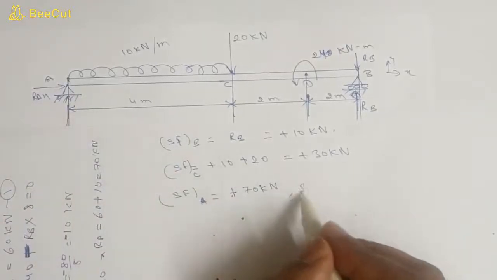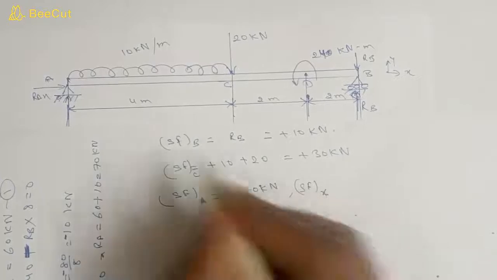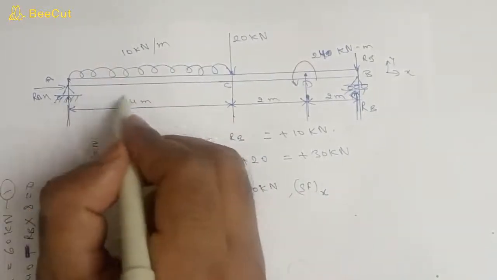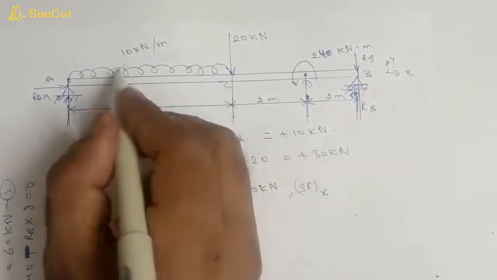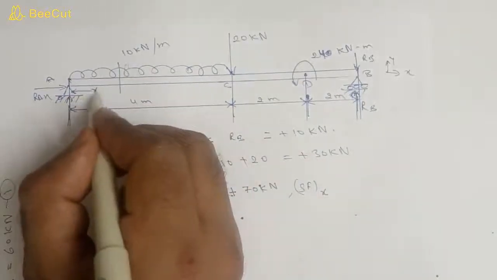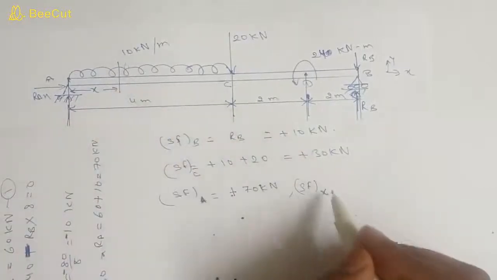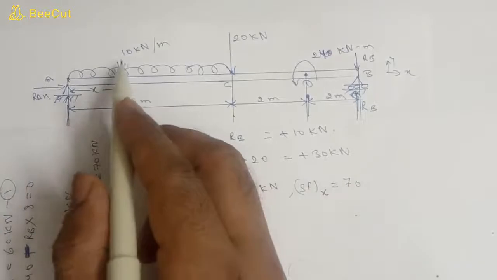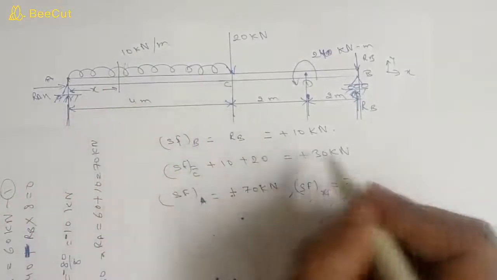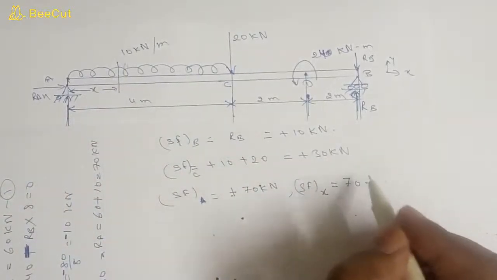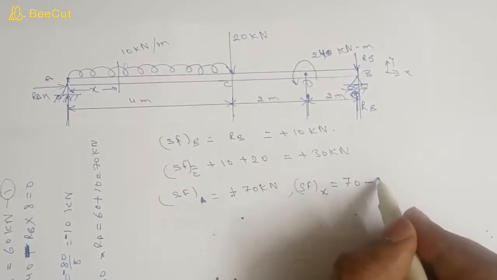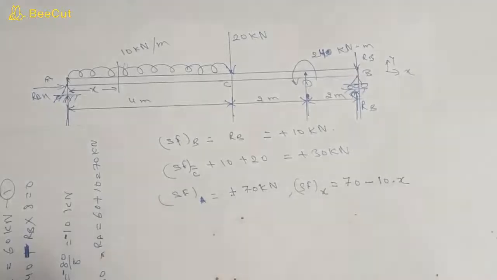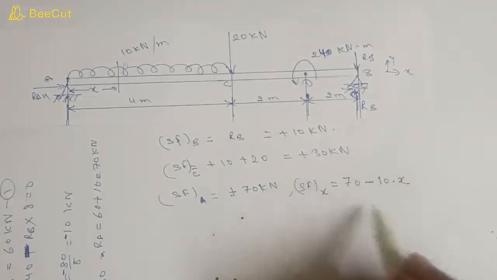Now shear force at section X, suppose this is X distance from here, there is a section, so this is X. So at this section, shear force at X is equal to 70, and this is downward, this is upward, so it will become minus the UDL, which is 10 kilonewton per meter into distance. So 70 minus 10x. So this is the equation of inclined line.